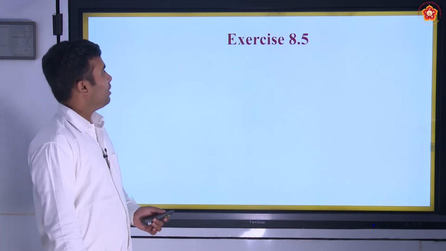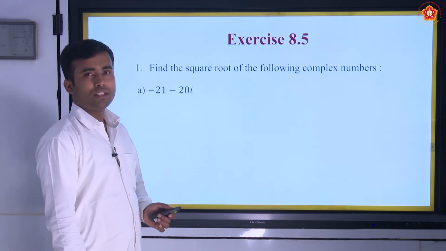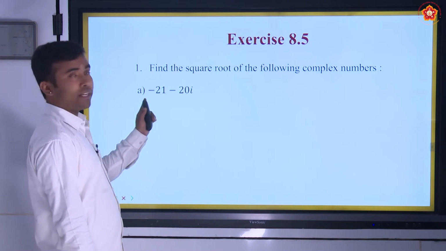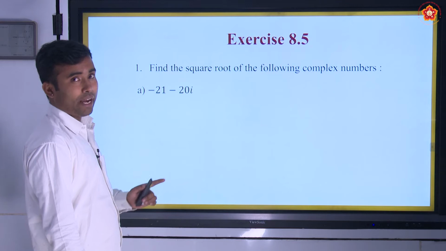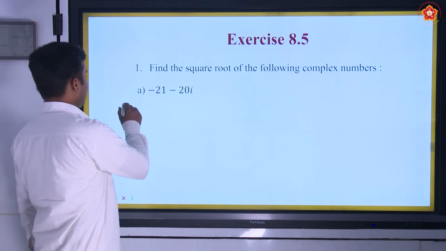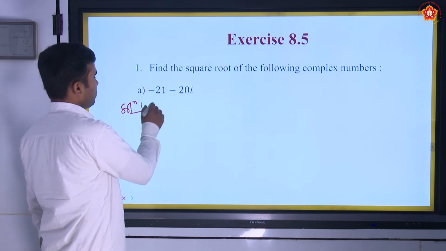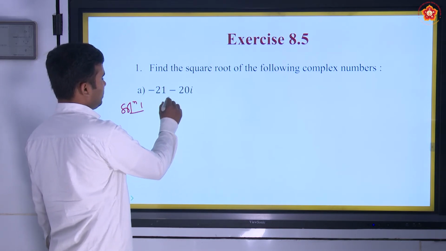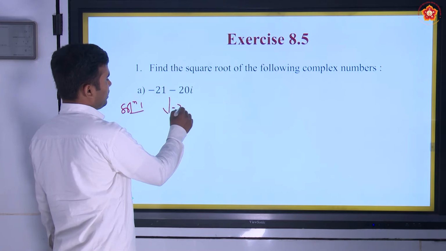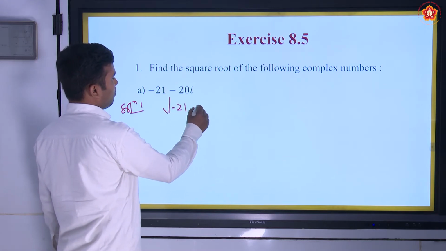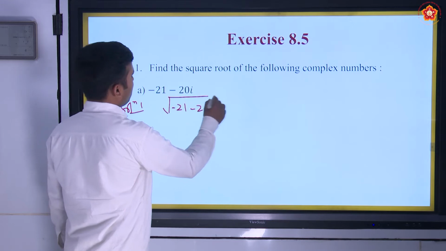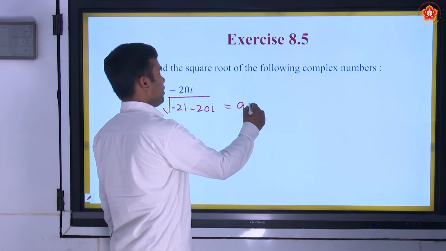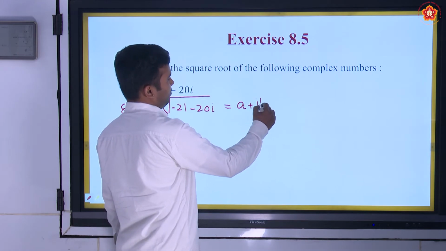8.5. Here, to find the square root of a complex number, the complex number is minus 21 minus 20i, and let us find its square root. Since we have to find its square root, that is the square root of minus 21 minus 20i, which I will equate to a plus ib.